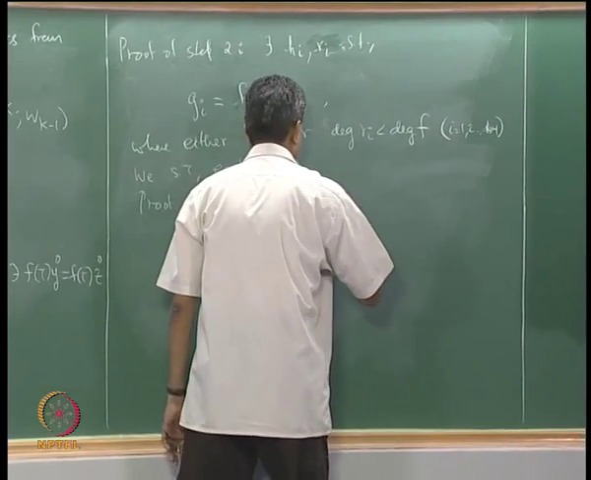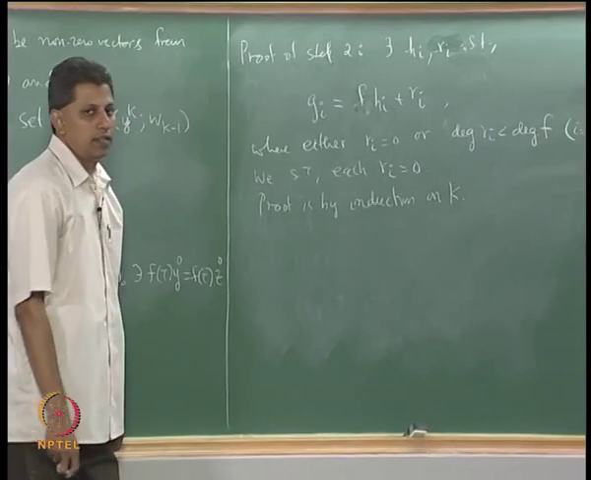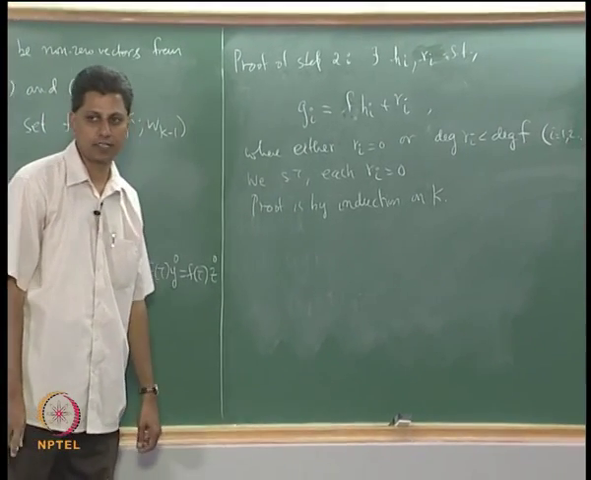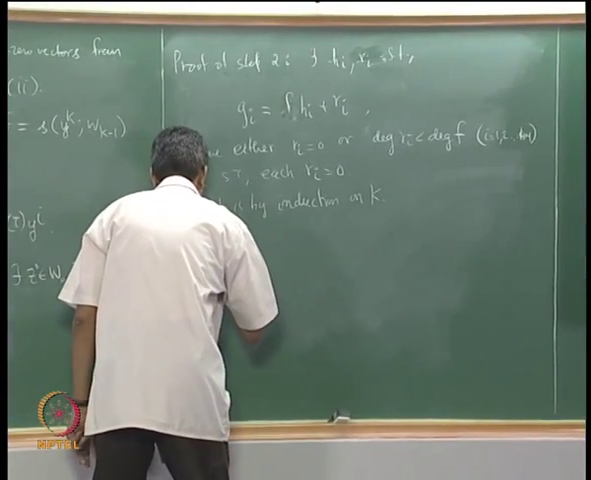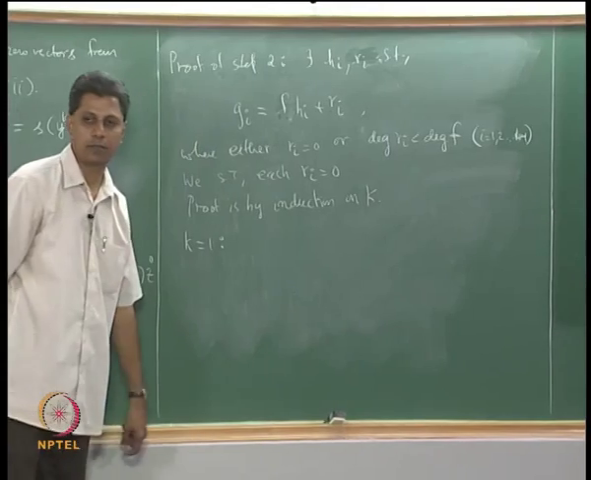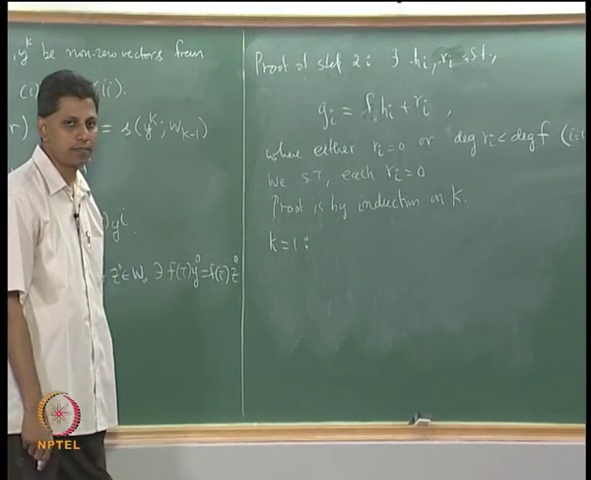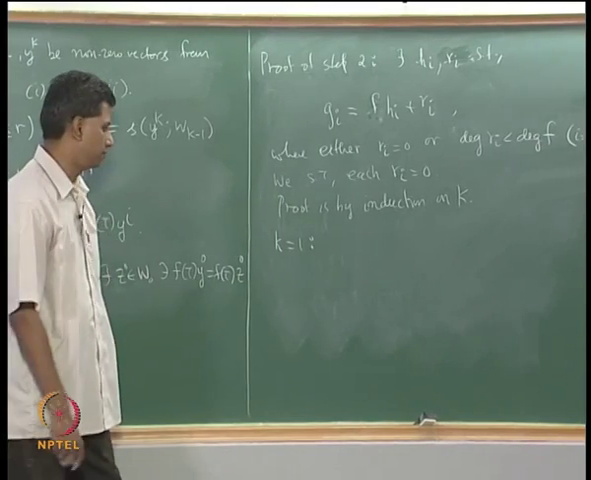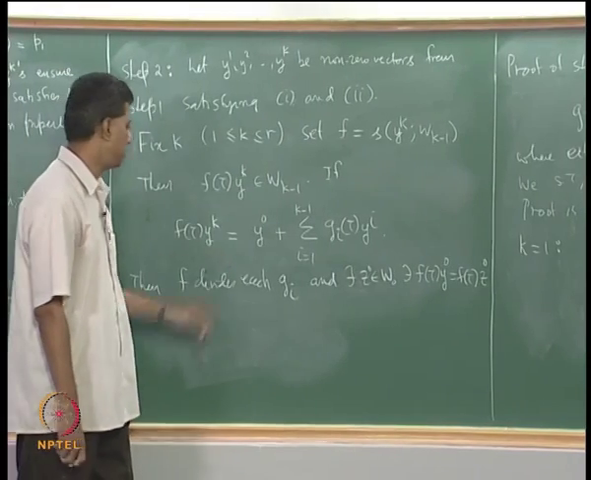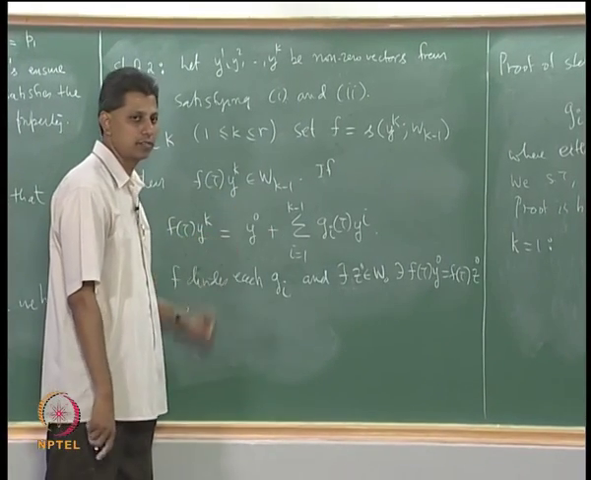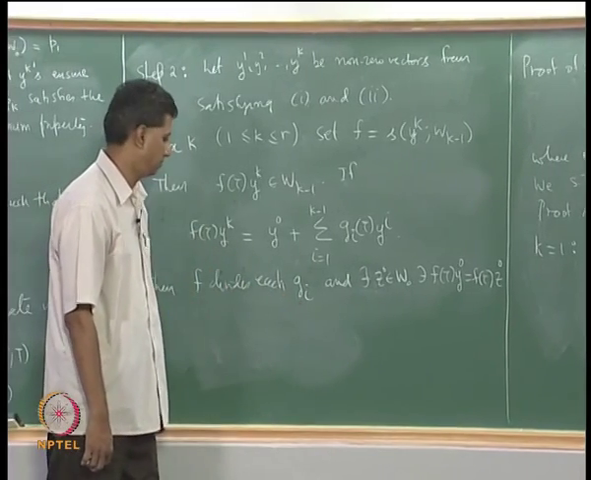The proof is by induction on k. For proving by induction, I need a basis step. Basis step is k equals 1. For k equals 1, what do I have? What is given? What do I need to prove? For k equals 1, what I have is that f(T)y_1 belongs to W0. The question is, does f divide g_1?